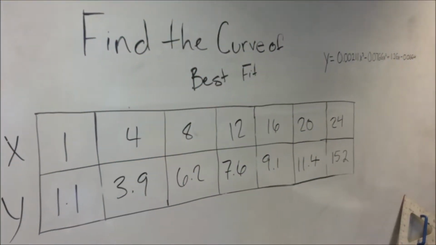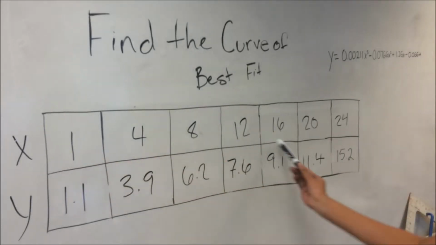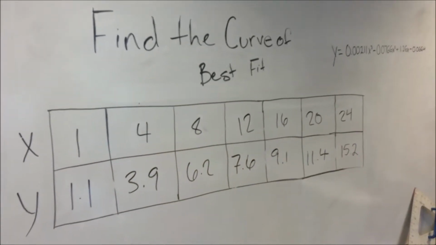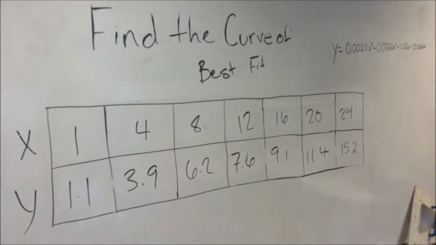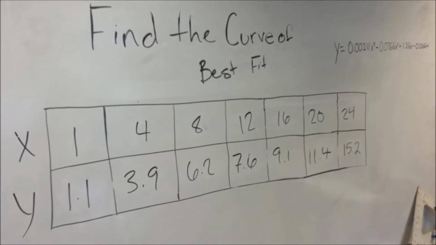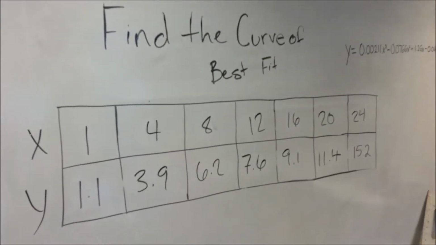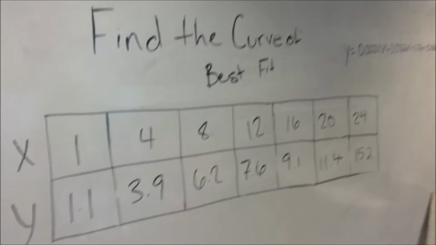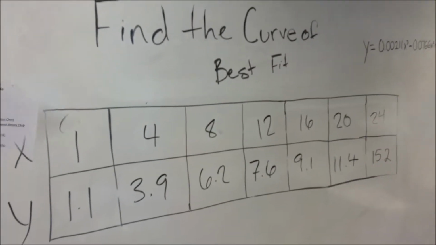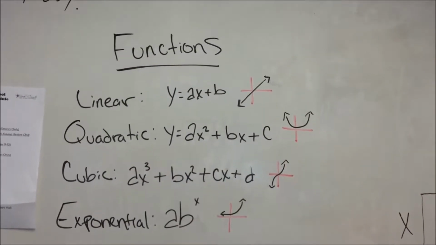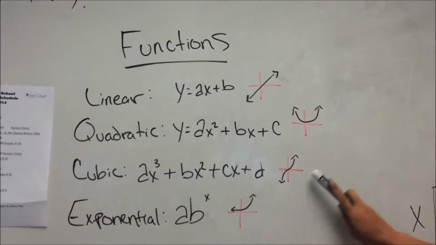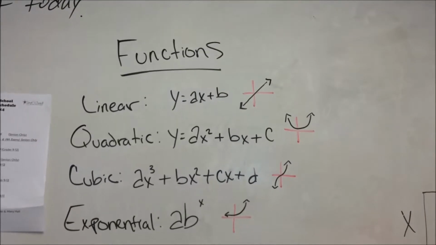The table shows the ages x in years and trunk diameters y of several Texas grapefruit trees. Using a calculator, find the equation of best fit. Okay, so this one you're finding the curve of best fit. Unlike the last one, you don't have to predict anything. Using the information that you've learned in previous lessons about the shapes of the different functions, you should be able to determine that this would be a cubic function.